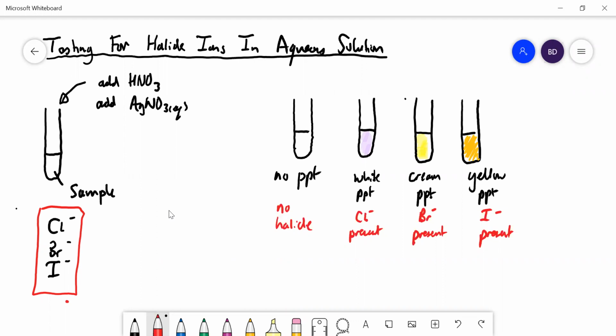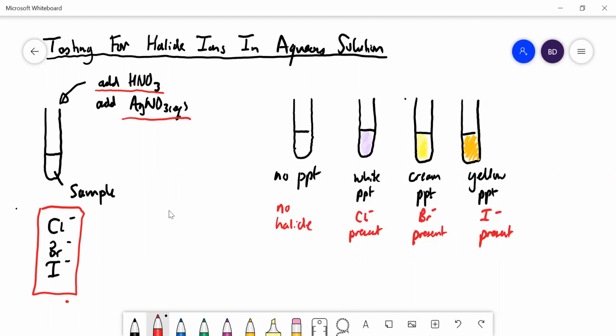So what you do is, you've actually covered this at GCSE, but just in a bit more detail. Now you add nitric acid. Okay, you acidify the sample first. We'll talk about why you do that in a minute, but it's to avoid false positives. And then you add some silver nitrate solution.